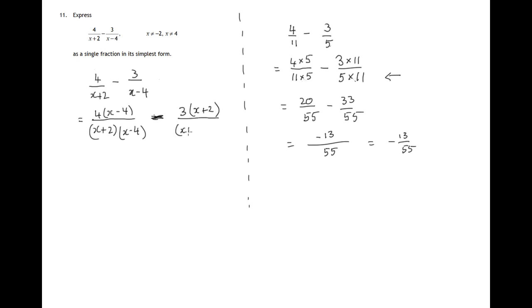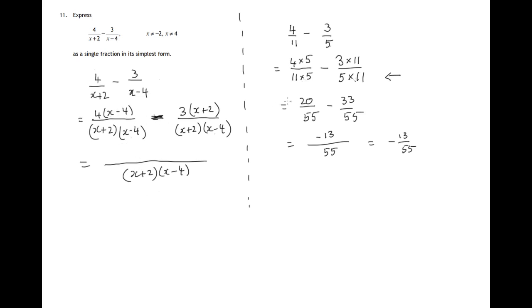Now it doesn't matter which order you multiply top and bottom by. So there's x plus 2 times x minus 4 and x plus 2 times the 3. And we've now reached this stage where the denominators are both the same, and in the numerical case they were both 55ths. In this case they're both x plus 2 times x minus 4ths.